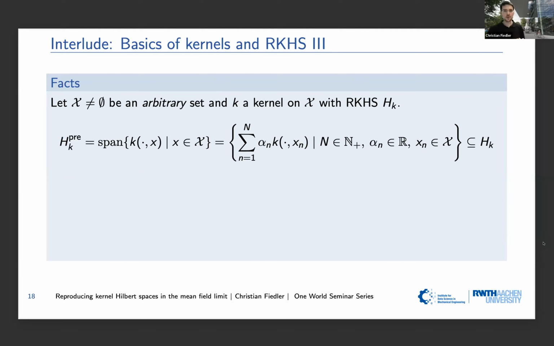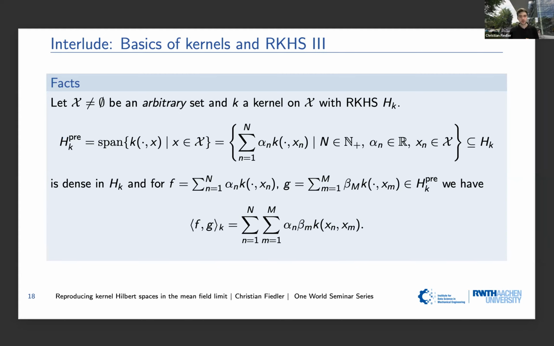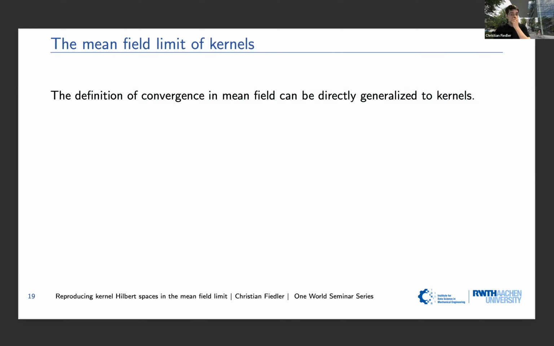And one last fact we need. The space of finite weighted sums of partially evaluated kernels forms a vector space, often called Hk pre, which is a subset of the RKHS. And it's very well known that this subspace is dense in the RKHS. And given two functions from this pre-RKHS, we can actually explicitly evaluate the RKHS inner product in this form. Okay, with those preliminaries and notations out of the way, let us generalize the mean field limit to kernels. So the definition of mean field limit convergence can actually be directly generalized.